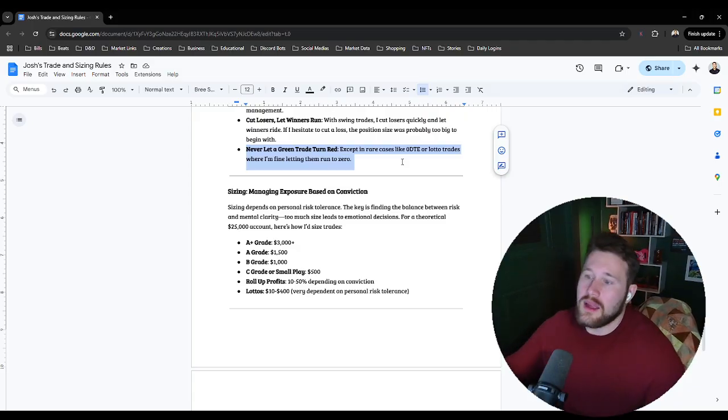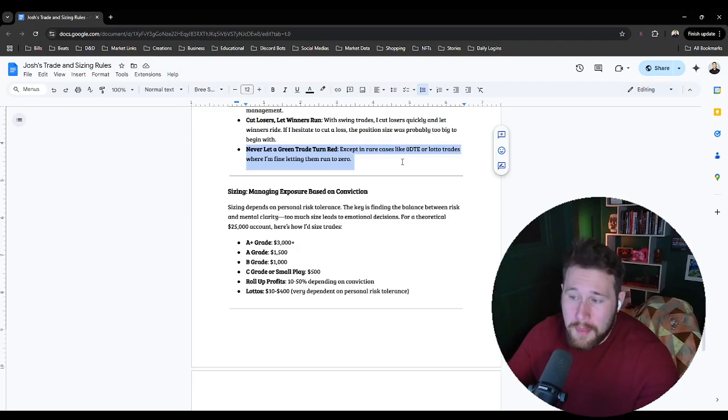Anyways, all right. For an A trade, about 1,500, a B grade, 1,000, C grade or small, about 500. Roll up profits, 10. It looks like I put 10 to 50% here, depending on conviction. That sounds right, to be honest.